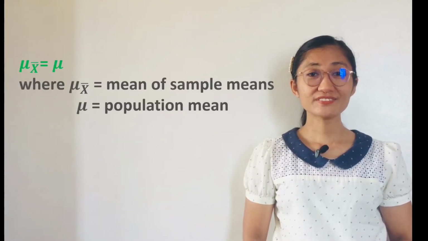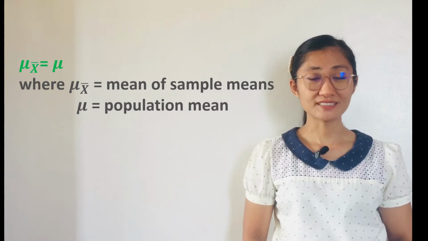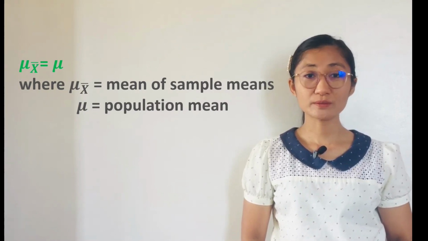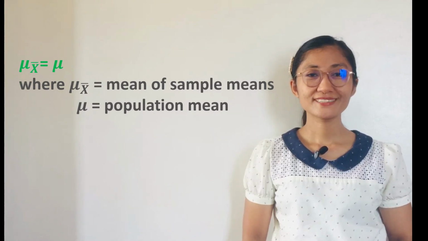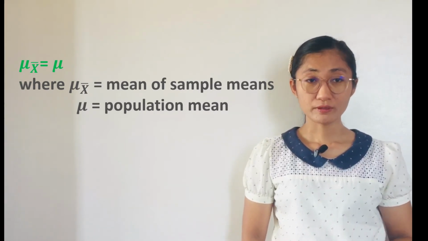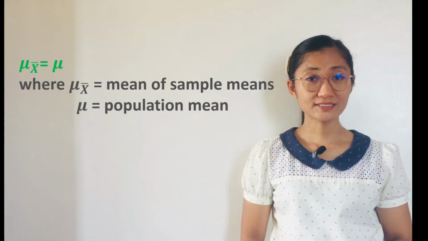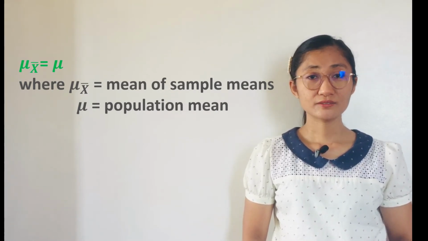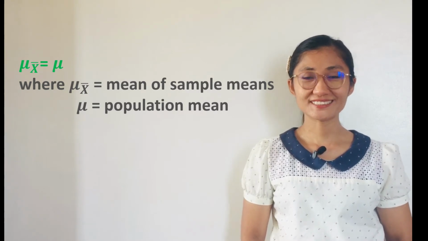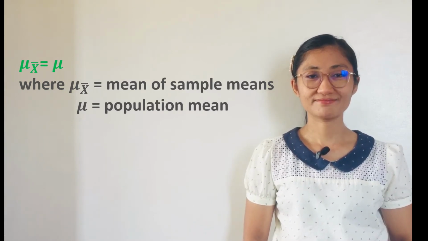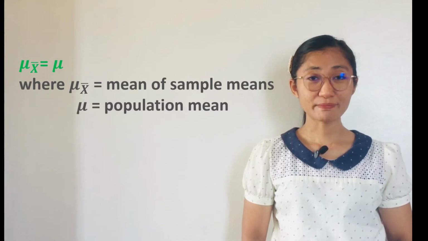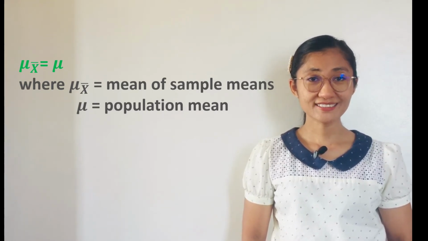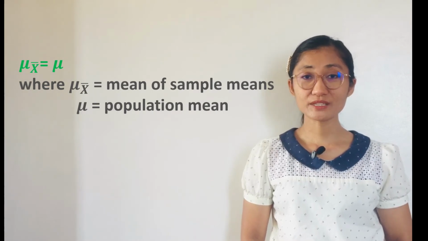First, the mean of the sampling distribution of the sample means, mu sub x bar, is equal to the population mean mu. That is, mu sub x bar equals mu. That is, the mean of the sampling distribution of means is equal to the population mean. This happens since all samples of size n are obtained from the same population.